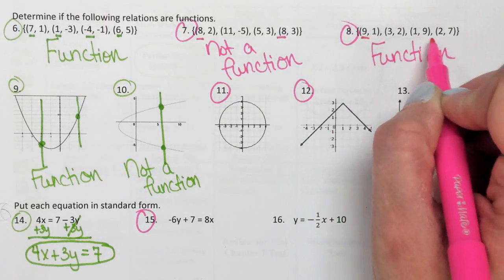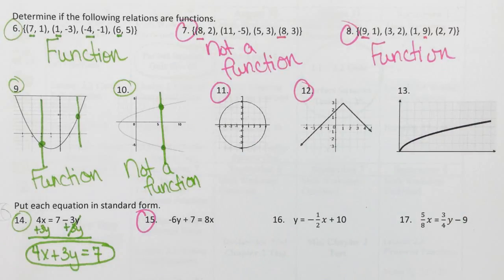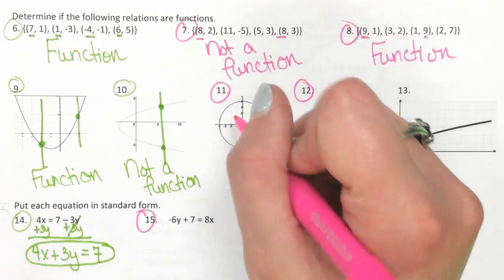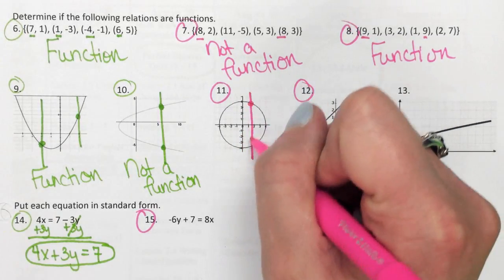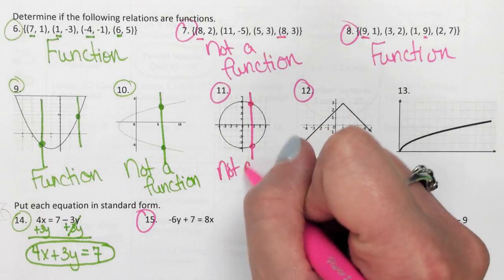All right, here's what I want you to bring to your attention. Look at the 9s. Do you see how you have repeating 9s? But one's in the x and one's in the y column, right? All right, what about number 11? Function or not a function? Not a function. There you go.